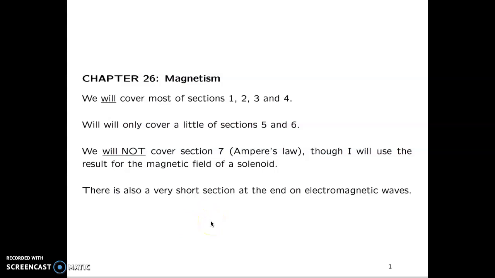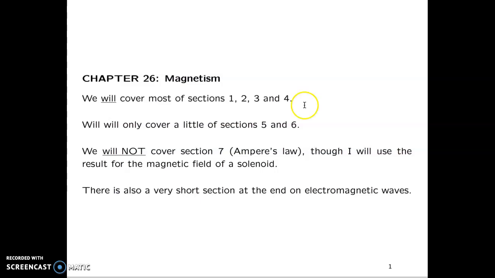Okay, so the next topic we're going to cover in the course is magnetism. So something a little bit different from what we've been doing recently, although there is a connection, as you will see a little bit later.